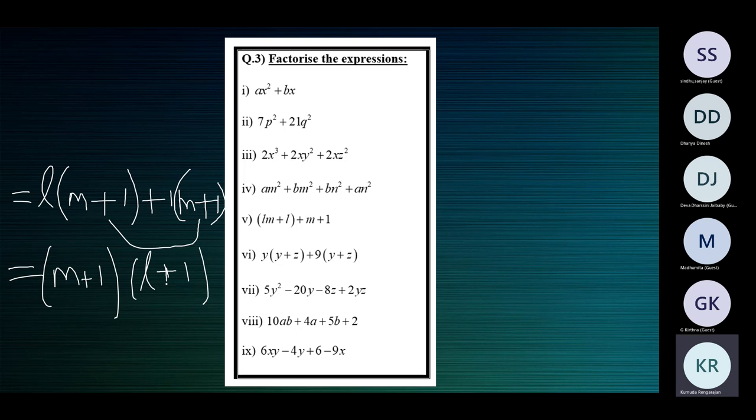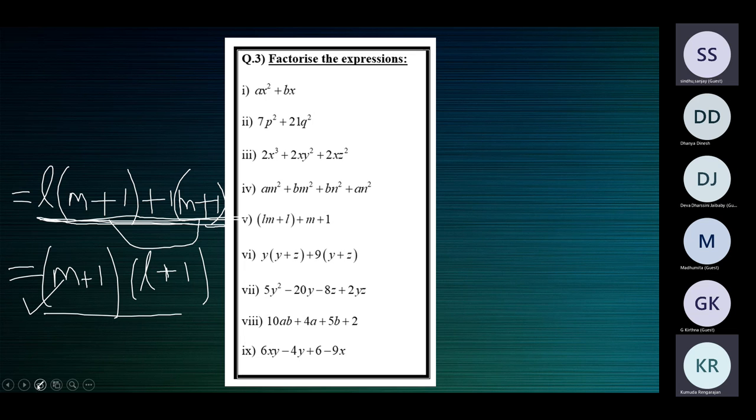What was the sixth one? Sixth one, children, the question is like this. If the question is given to you like this, this is the answer, right? This is the question. This is the answer. So it's like the first step of the grouping is given to you. So what will be the answer? Y plus z, y plus z. In both the brackets, we have y plus z.